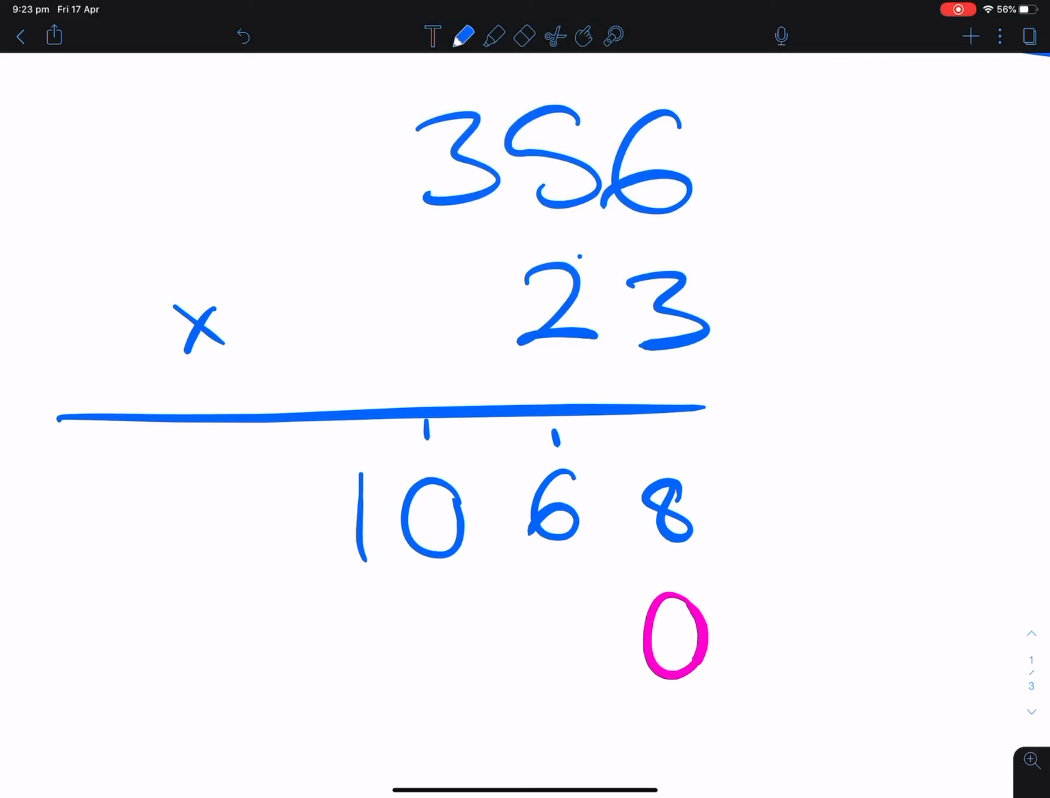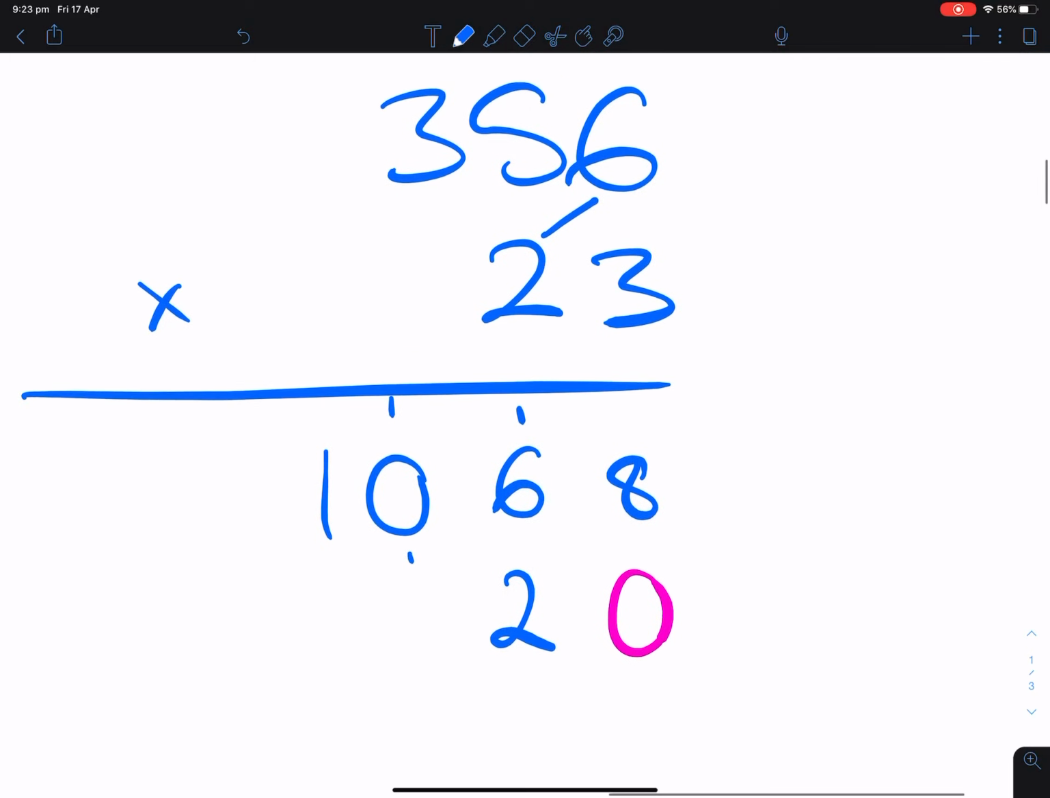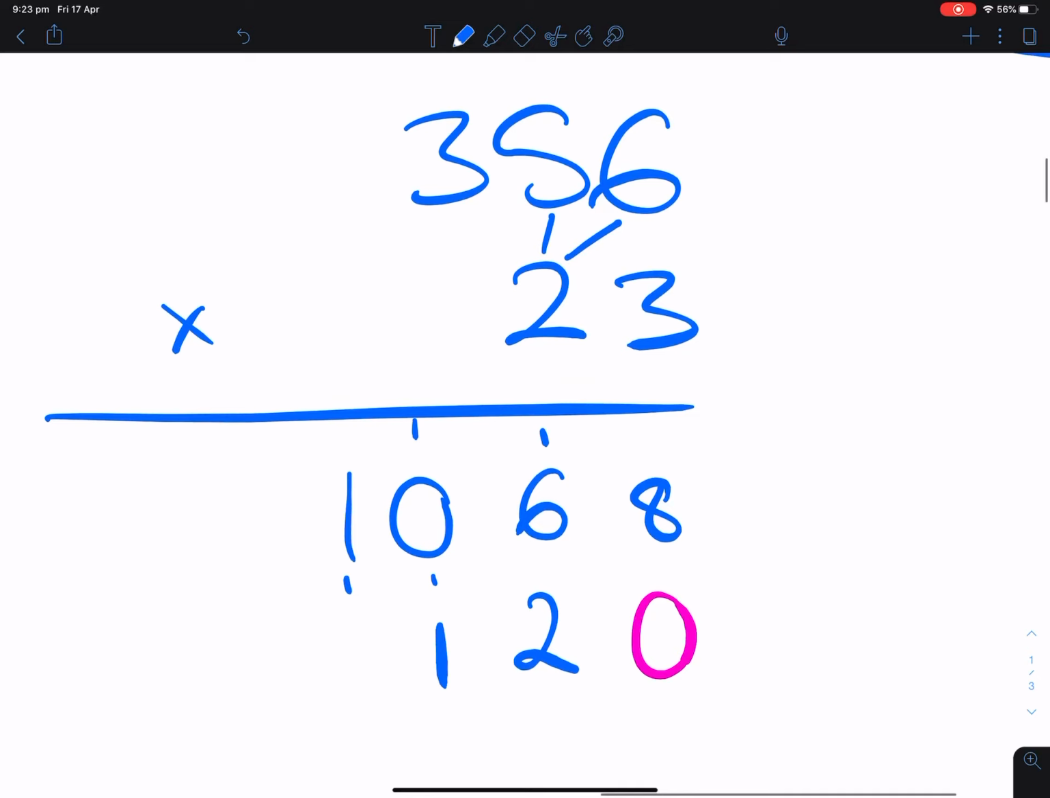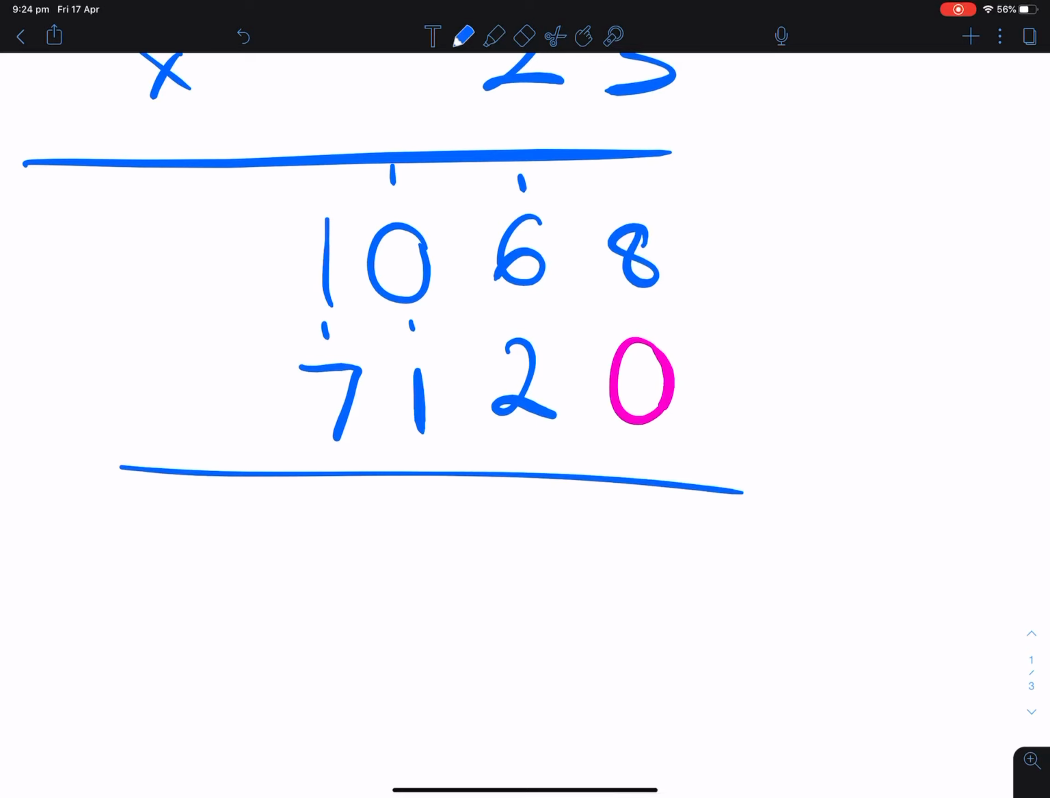Change back to blue. So 2 times 6 is 12, save the 1. 2 times 5 is 10, plus the 1 I saved, so that makes 11. 2 times 3 is 6, plus the 1 I've saved, that makes 7. Now we're going to add them together. So 8 plus 0 is 8. 6 plus 2 is 8. 0 plus 1 is 1. 1 plus 7 is 8.